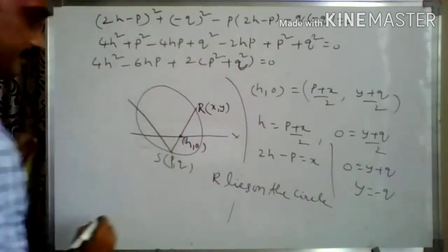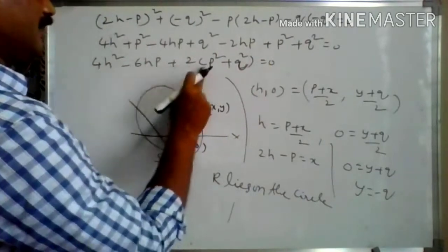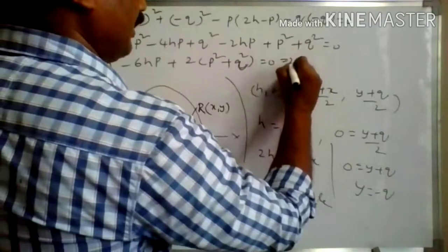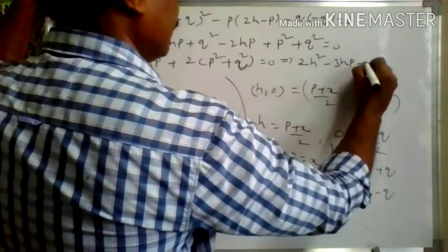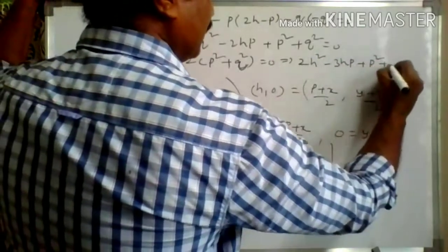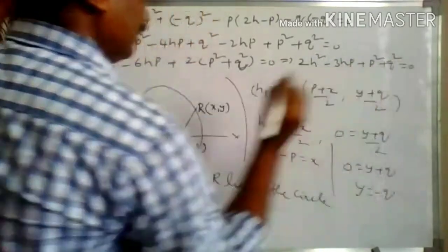Dividing by 2, we get 2h² − 3hp + p² + q² = 0.